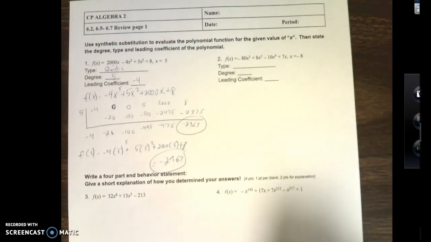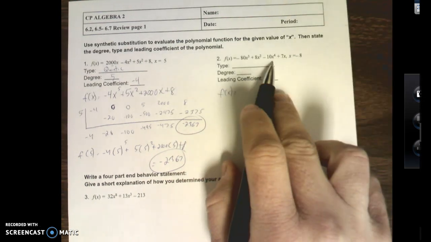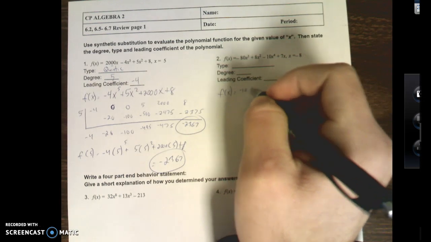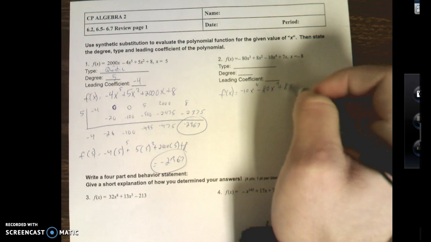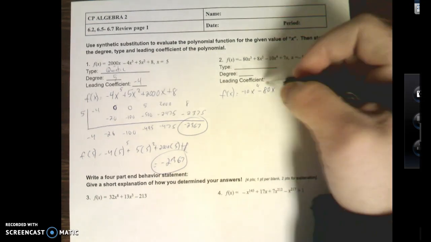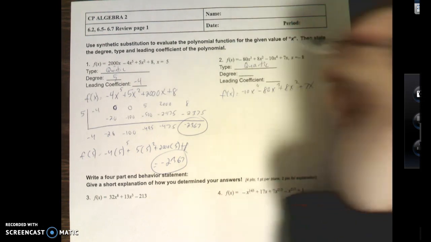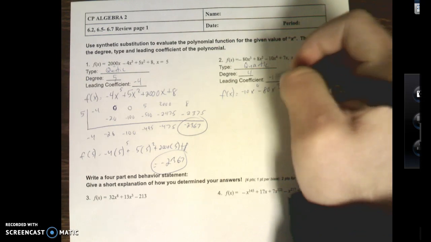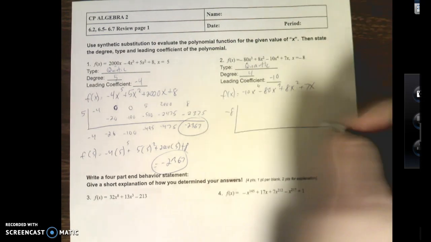Over here is another example of this. I'm going to write this in standard form. The highest exponent is x to the fourth. So negative 10x to the fourth minus 80x to the third plus 8x squared plus 7x. My type, since it's a 4, is a quartic, like quartz. Degree is 4, leading coefficient negative 10. I can take negative 8 and plug everything in.